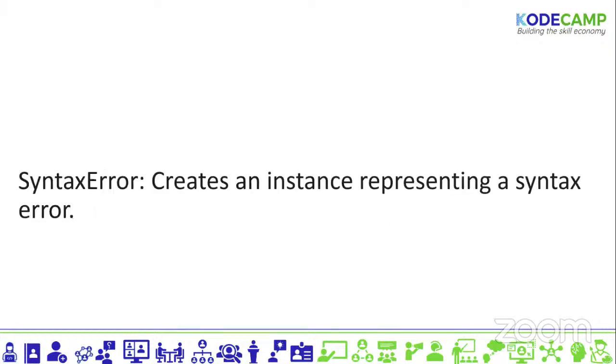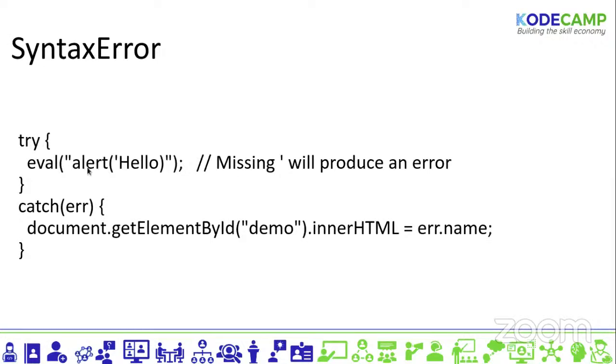Then we look at syntax error. So syntax error creates an instance of a syntax error. Syntax error occurs when you have a mistake in your syntax. Let's look at this for example. You tried to evaluate alert, and then you put hello, but you didn't close it here. So this will produce an error. The error is that you've missed closing your single quotation mark. You missed closing it here when you opened it here.